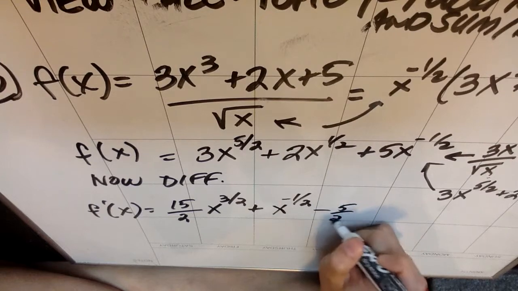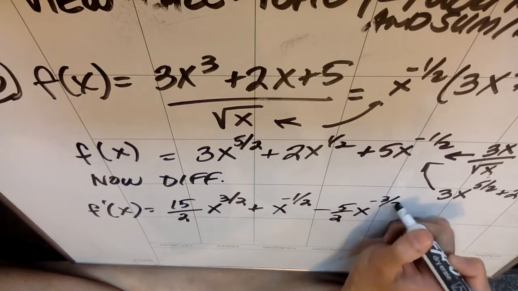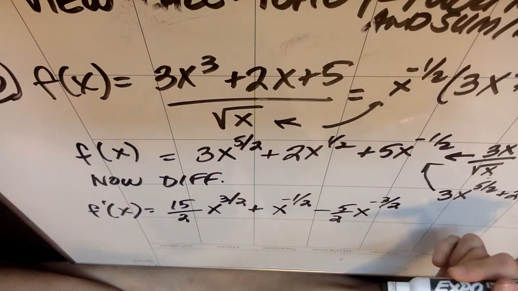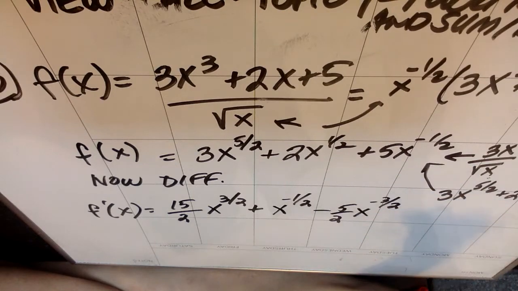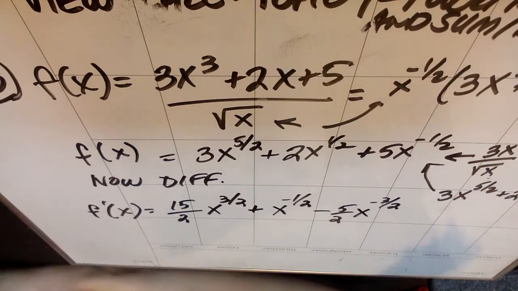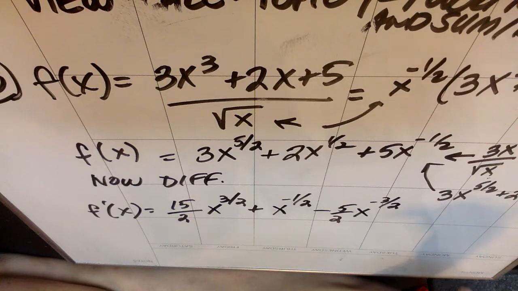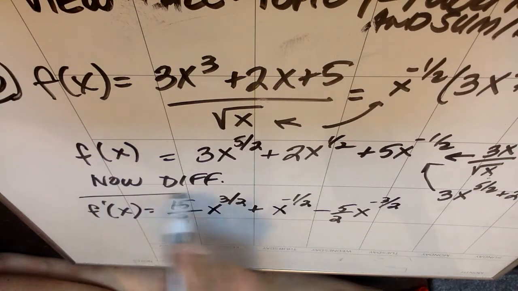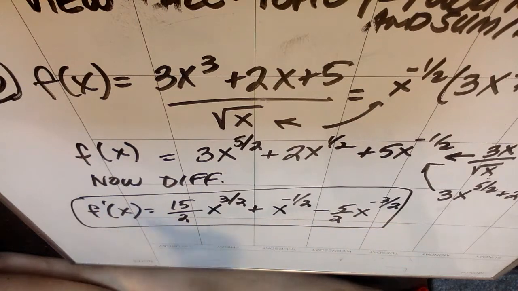Minus 5/2 x to the negative 3/2, right? Because if you have negative 1/2 and you take away 1, so you have negative 1/2 minus 2/2, which is negative 3/2. So this answer's fine. You could simplify it if you want, but that answer's totally fine.